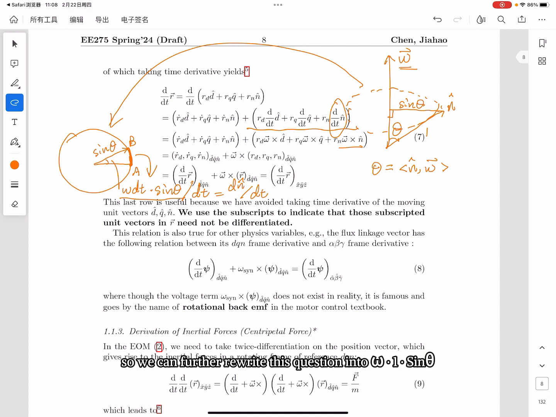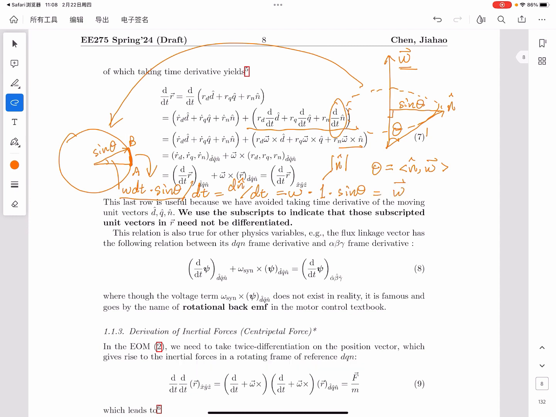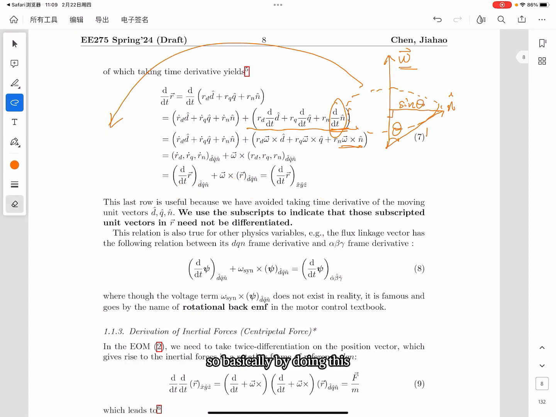So we can rewrite this expression further. Rewrite it into omega times 1 times sin theta. So 1 is really the length of n hat. So this is basically the cross product between vector omega and n hat. That's why we can rewrite this time derivative in terms of omega and a cross product. So basically, by doing this, we can avoid taking time derivative of unit vectors.